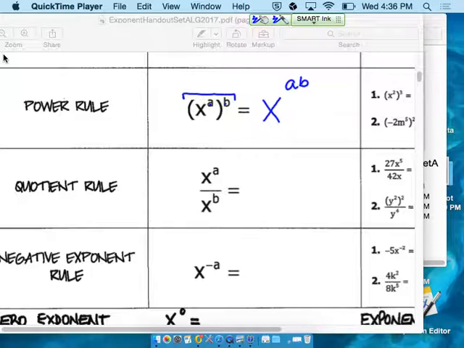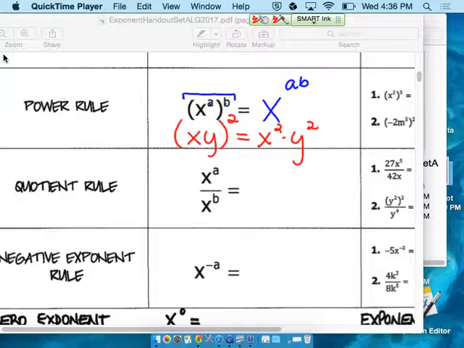And I want you to add one piece to this. If I have a product inside parentheses, let's say I have x times y, and I'm squaring it, that means that I'm going to square the x and I'm going to square the y. And the operation between them remains multiplication. I'm not adding them together. So this would be a product inside parentheses raised to a power.